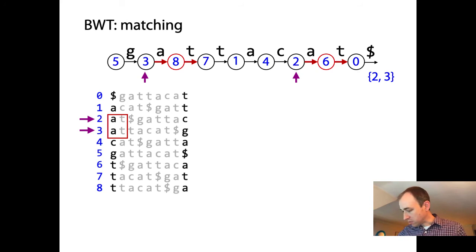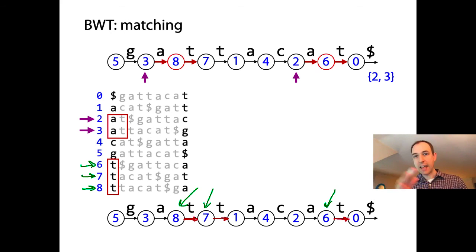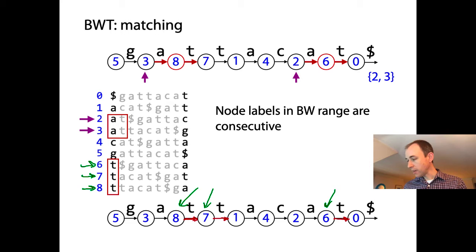Let's just, as another example, do the T's, right? This is from the first step of the matching process. We would get those 3 rows. Let's look at the graph again, and let's look at the 3 T's. So we're actually looking at this path and this path and this path. And what we notice is that 6, 7, 8. So again, the nodes at the heads of those 3 paths have labels that are consecutive, 6, 7, and 8. Okay, so node labels in a Burrows-Wheeler range are consecutive.